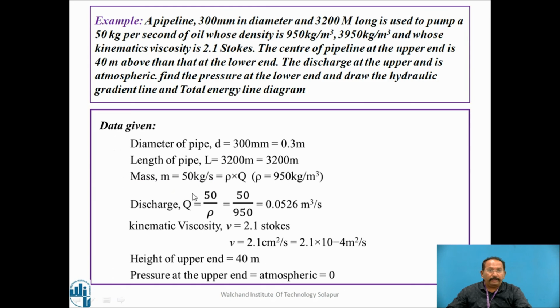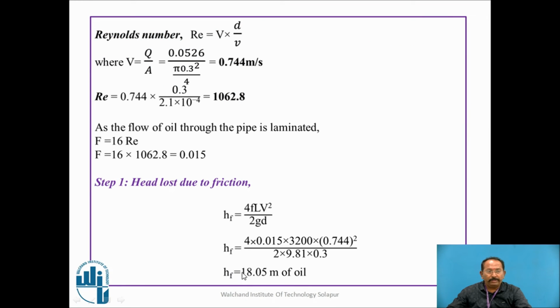Now just see, first of all, whatever the data given, you have to write, and find out the discharge. Then kinematic viscosity is given to you. Convert that kinematic viscosity to meter square per second. Height of the upper end is 40 meter. Pressure at the upper end is atmospheric, which is taken into account as 0. Now we must know the Reynolds number, VD upon nu. So find out the Reynolds number.